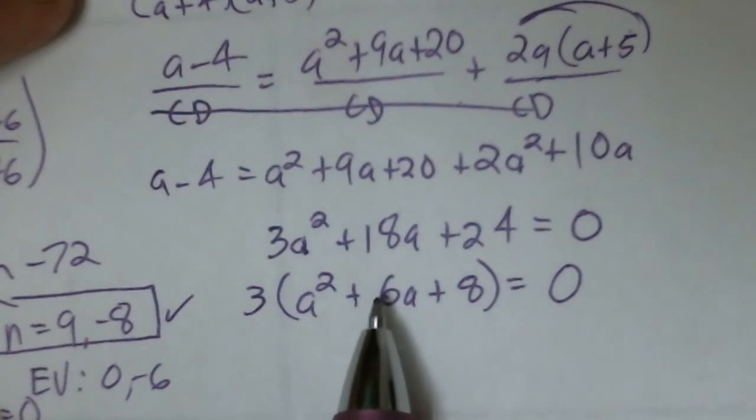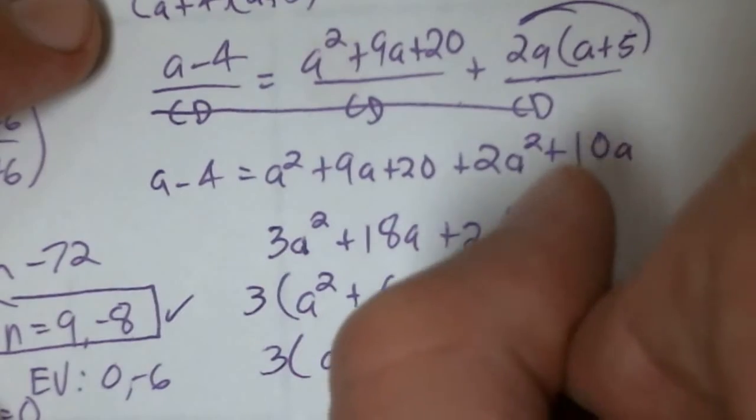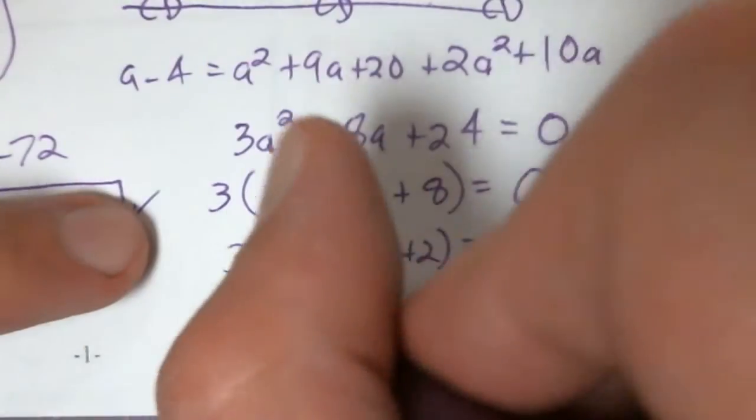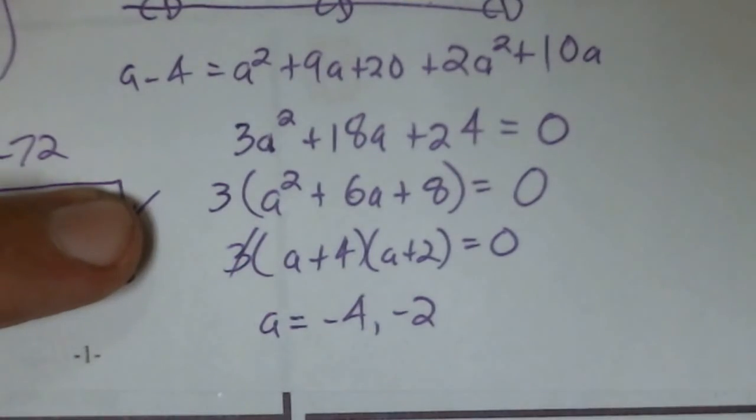Factors of 8 that add to 6, that's 4 and 2. a plus 4 times a plus 2. The 3 just drops out if you divide both sides by 3. So if I flippy flip, a equals negative 4 and negative 2.